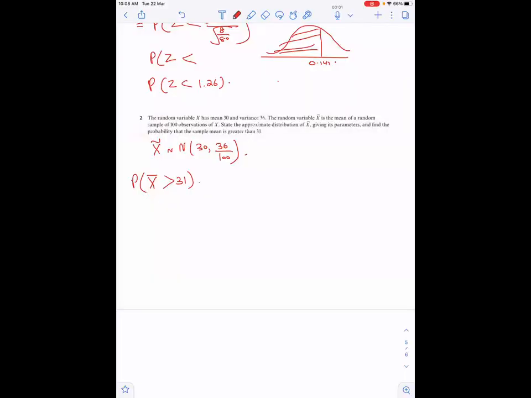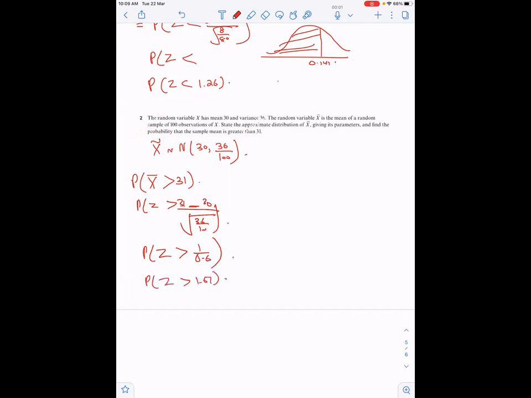Okay, fine. So greater than 31. It's going to be probability Z is greater than (31 minus 30) upon square root of 36 upon 100. 31 minus 30 is 1, upon square root of 0.36, which is 0.6. So 1 divided by 0.6 is 1.67.